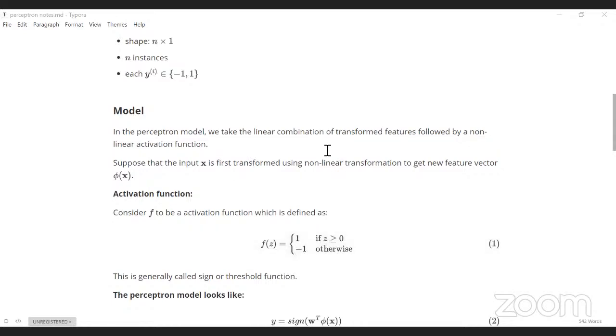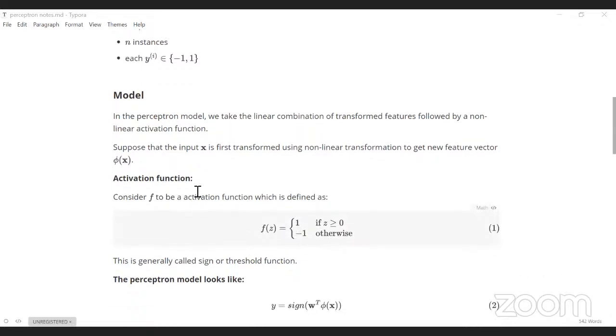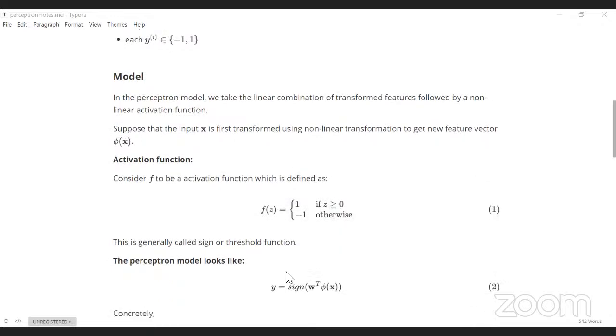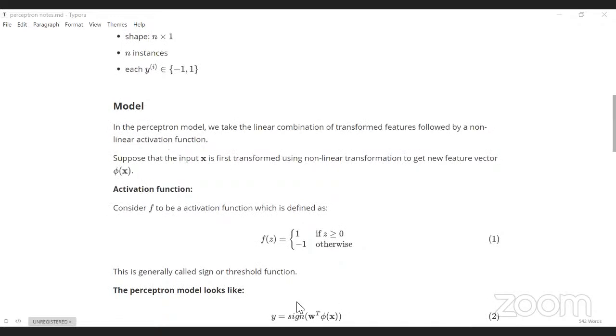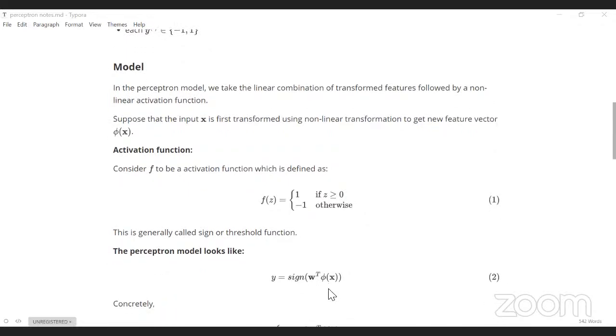Same thing, the linear combination will give you the distance of that point. Positive means that we are on the upper side of the plane, so we predict class 1. And if we are on the lower side of the plane, we predict class -1. So this is what your activation function looks like. We generally call it the sign function or the threshold function. Here we are also considering phi x, which means polynomial transformations of the features.